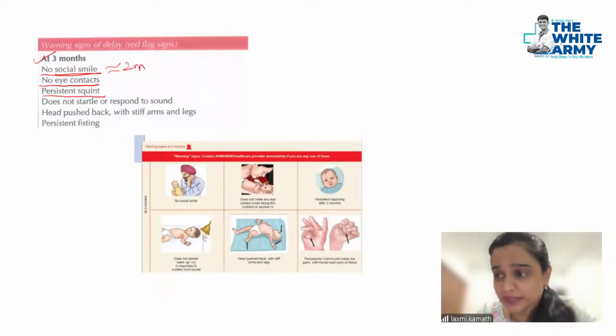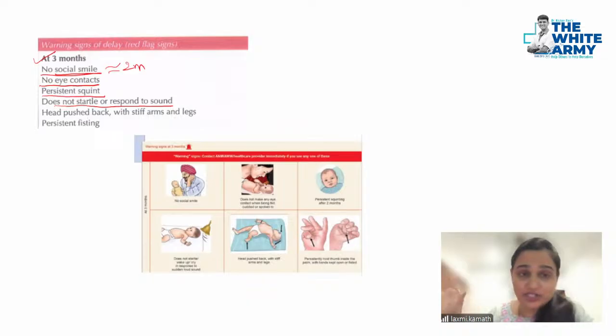So if there is a true squint, no eye contact, and no social smile, plus no startle reflex or any response to sound. We also know that by 3 months, the child can track the source of a sound by almost 180 degrees. It can turn towards the site of the sound. If that is not there, then it is a red flag sign. So social smile and eye contact have a lot to do with vision.